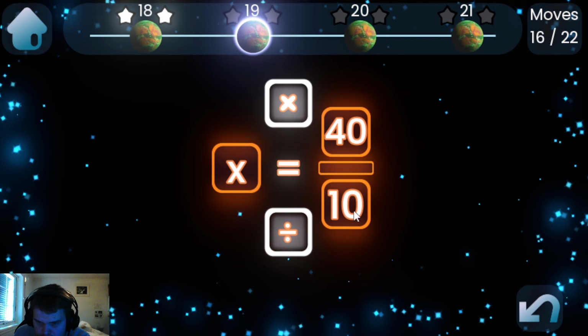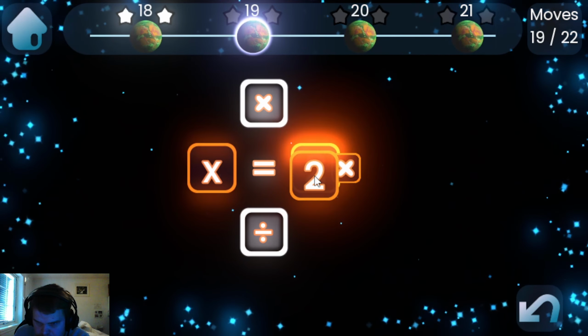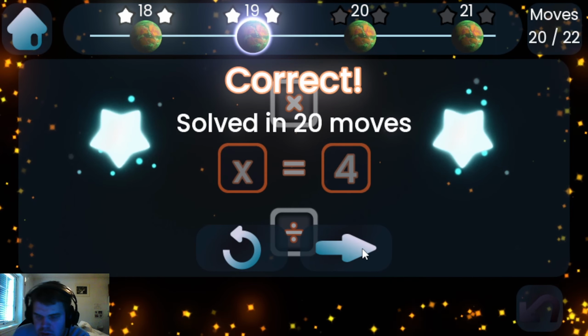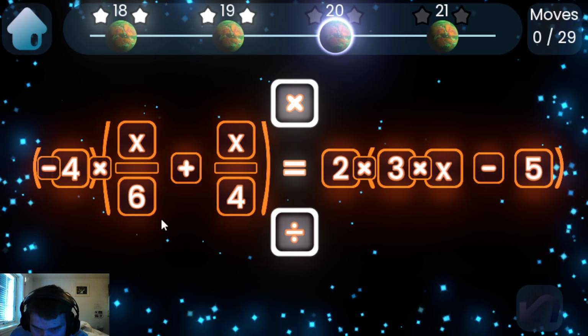Oh, 40. So 10 should be in 40, so I shouldn't need to factorize 10, right? Like, there we go. Nice. Hey, 2 moves faster than the move goal. Let's go. Okay. Wow.